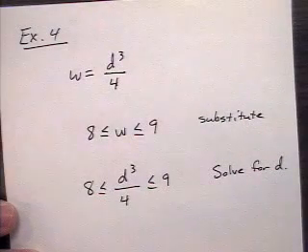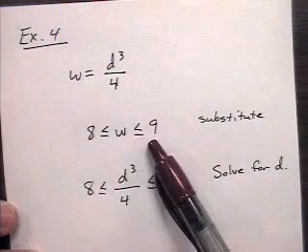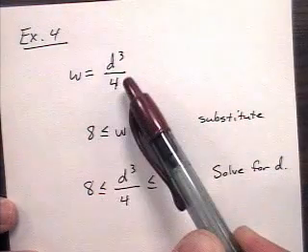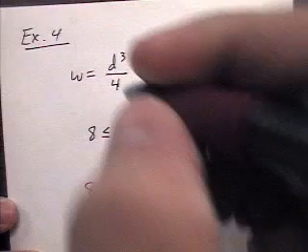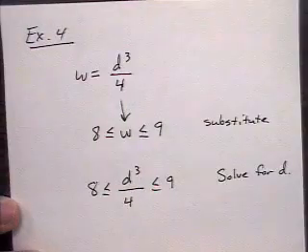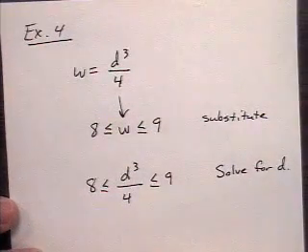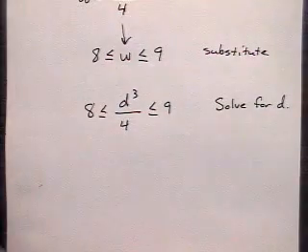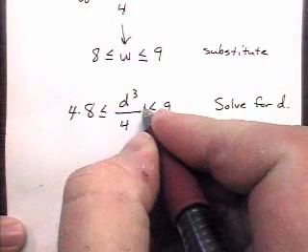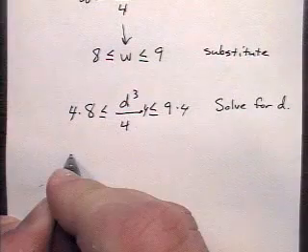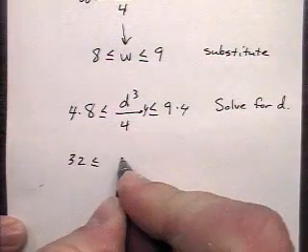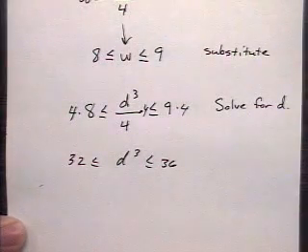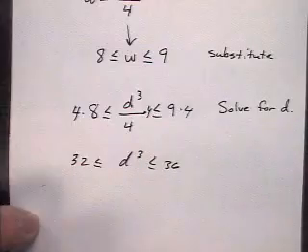Well, we know that we want the weight of this thing to be between 8 and 9 pounds. Weight is equal to diameter cubed over 4. So we're going to substitute in there. Now we need to go through the process of solving it. We're going to multiply by 4, multiply by 4, multiply by 4. So we have 32 is less than or equal to d to the 3rd, which is less than or equal to 36. Now what?